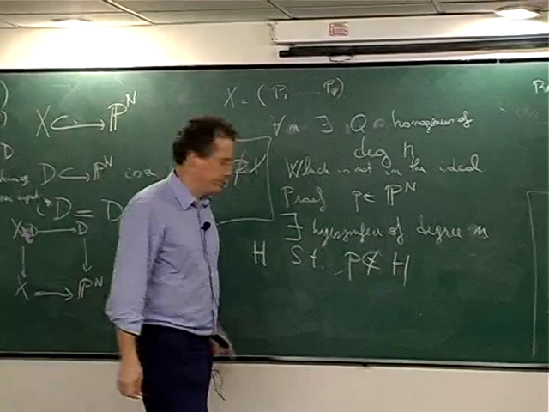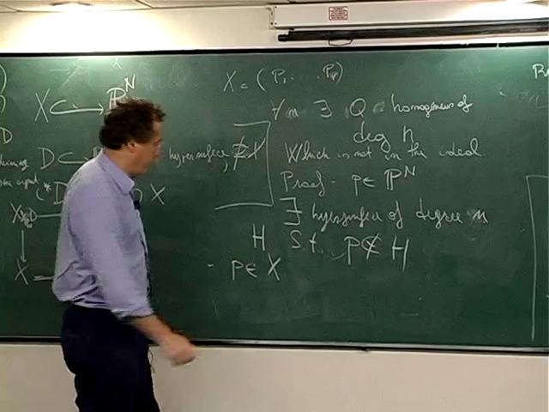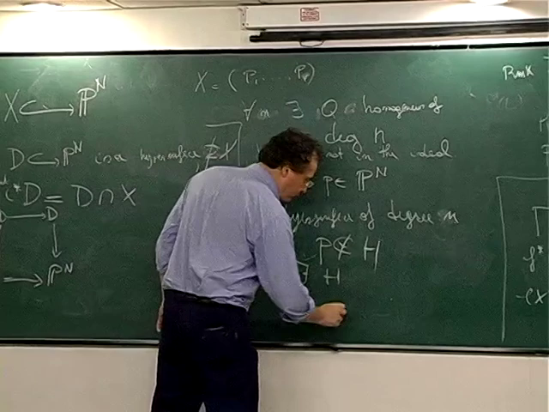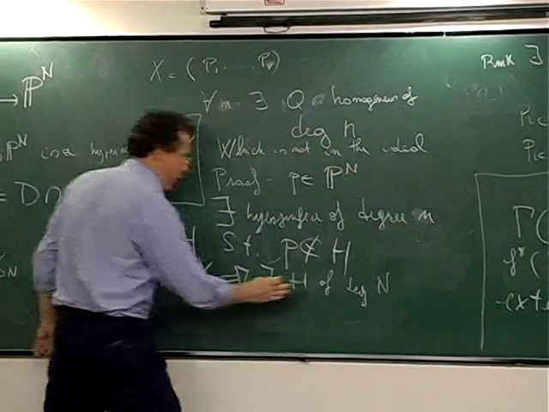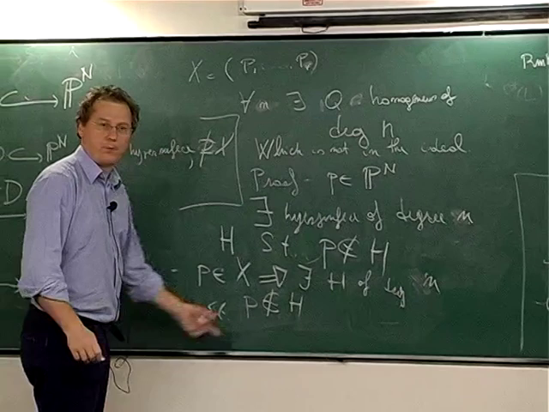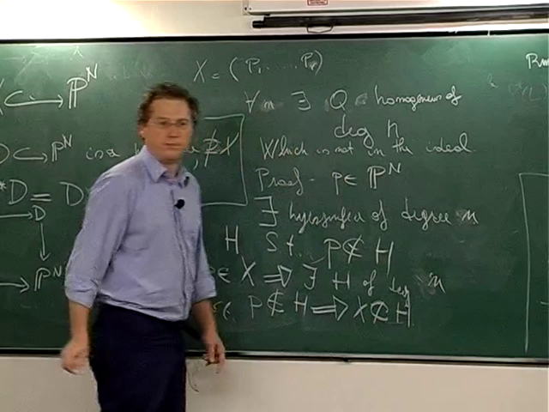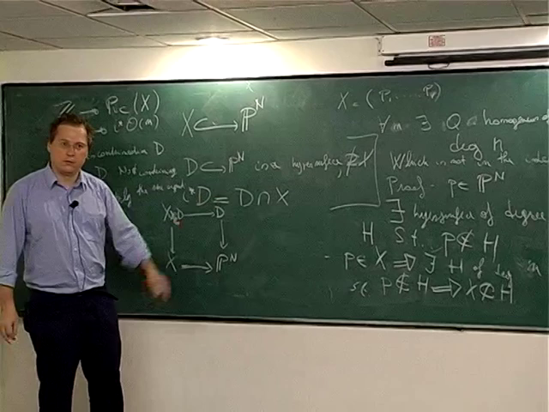So now choose P, a point of X. So there exists H of degree n such that P does not belong to H. And so in particular X is not contained in H. Okay? Now this is a typical geometrical argument to attack.